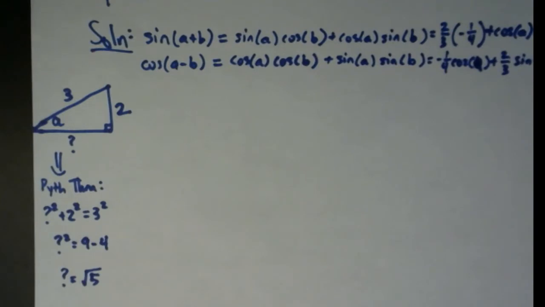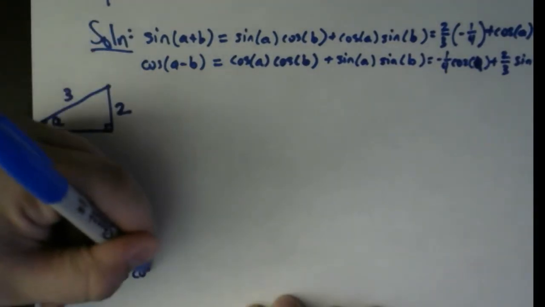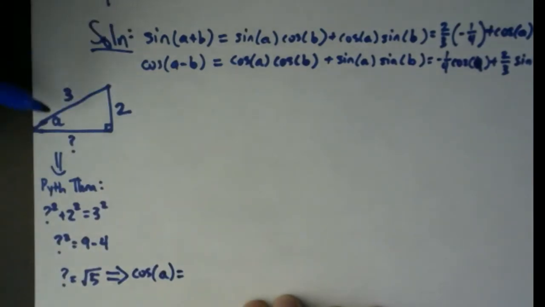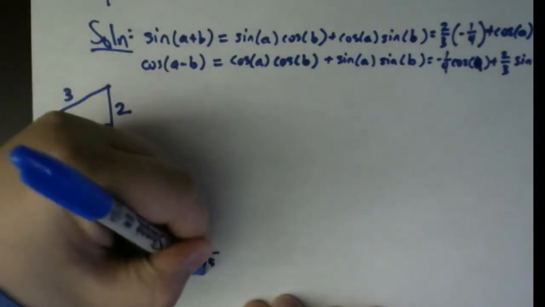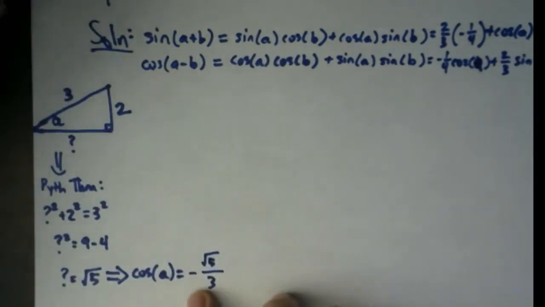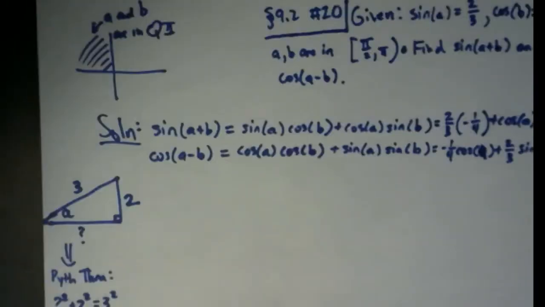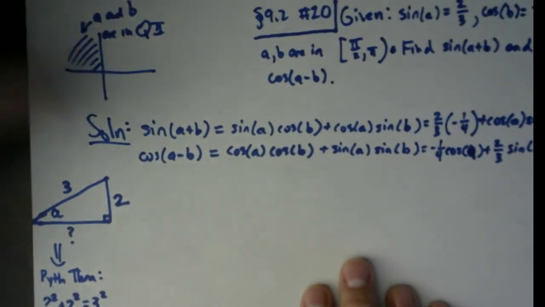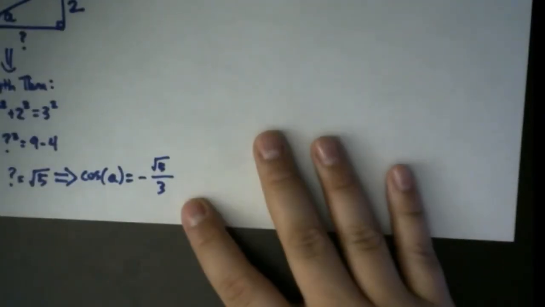Now from this I can conclude that cosine of A, which is one of those values I need, is really the negative of the adjacent over the hypotenuse, root 5 over 3. Now why is it negative? It has to do with the quadrant. Remember, if I'm in quadrant 2, I'm left of the vertical line, so my x's are negative. And over here, that means cosine, being the x's, the first coordinates, is also negative. So we get negative root 5 over 3.